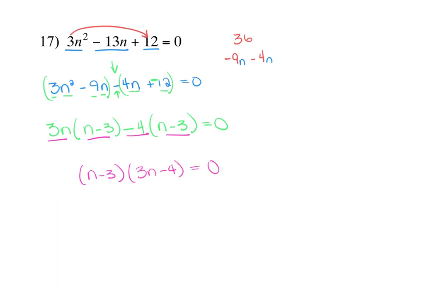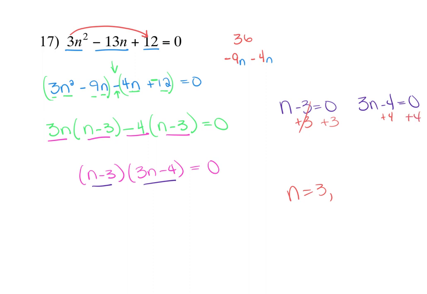And then this looks like the very first problem we did. It's factored. I'm going to set each factor equal to 0. The n minus 3 equals 0. The 3n minus 4 equals 0. And then I'm just going to solve those. N is going to equal 3 from that first group. Add 4. Divide by 3. N is going to equal 4/3 from the second group.